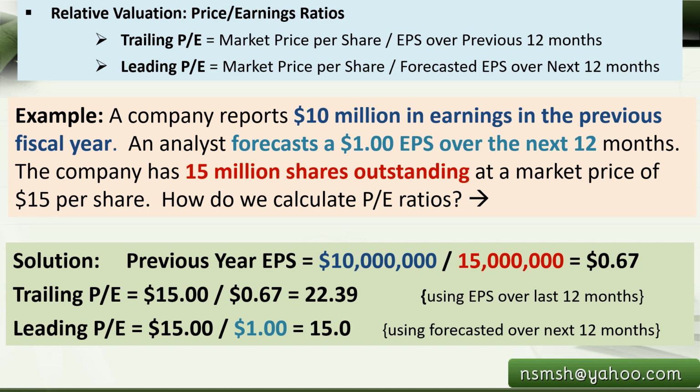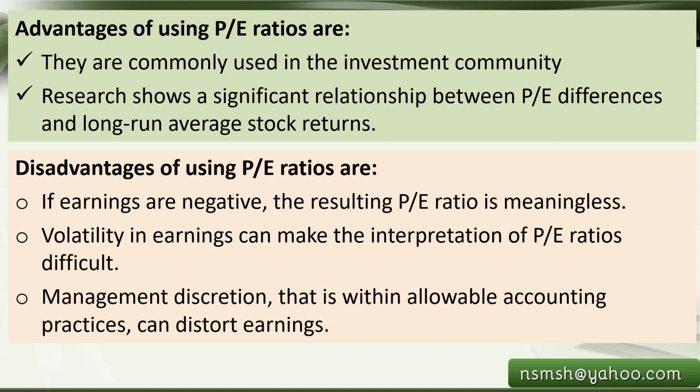But for the future, it is already forecasted $1, so we divide by $1, and we get 15 as the ratio. The leading price earning ratio is 15.